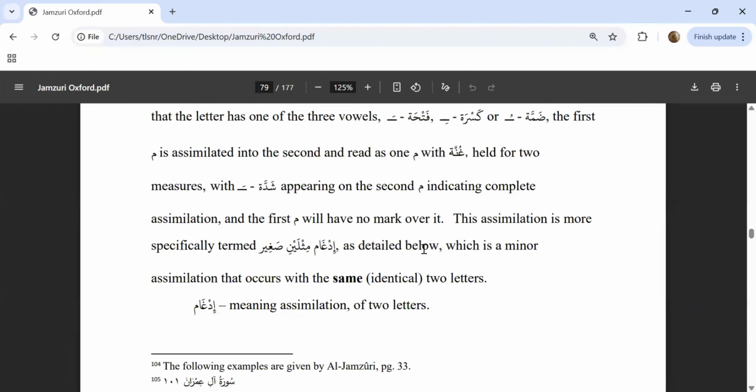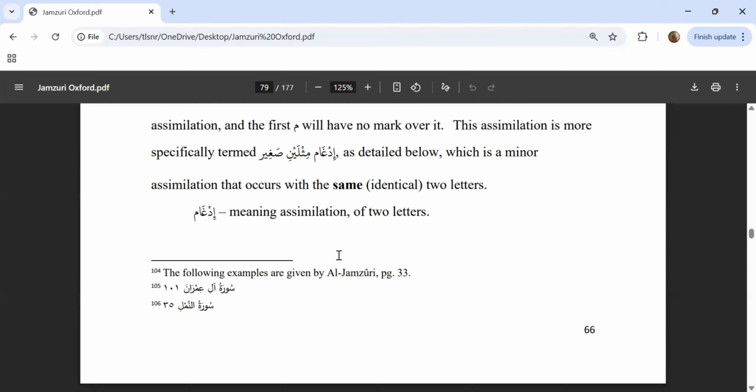And with the shadda appearing on the second meem, this indicates to the reader that we're making a complete assimilation. So that first meem will not have any mark over it in the Mushaf. Again, this particular assimilation is termed idgham mithlayn saghir. Okay, so what does that mean? Well, it's a minor assimilation that occurs with the same identical two letters.